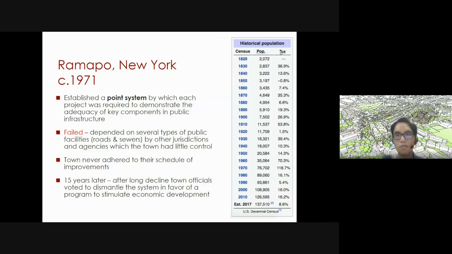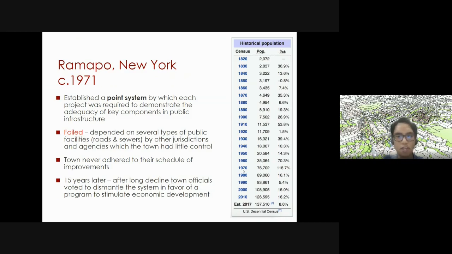So just a quick overview here. Population growth reached its peak in the 1970s at almost 120%. Let's just say 120% down here. In the 1970s they had 76,000 people, but because they didn't have a growth management plan in place, you can check out these points here by pausing the video when you watch the recording.